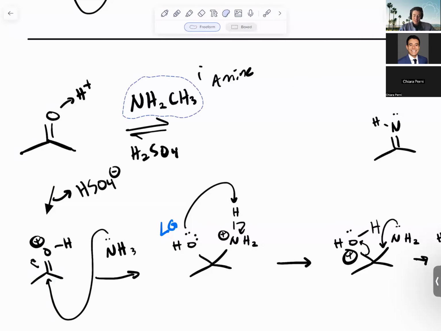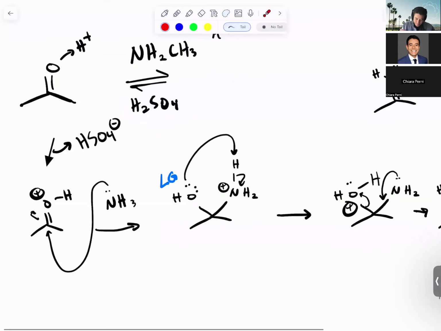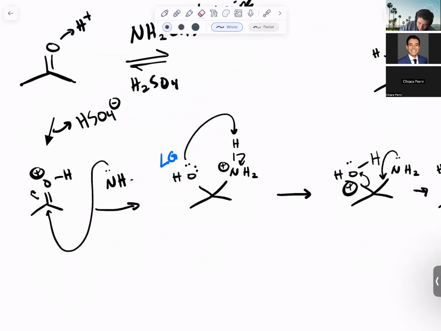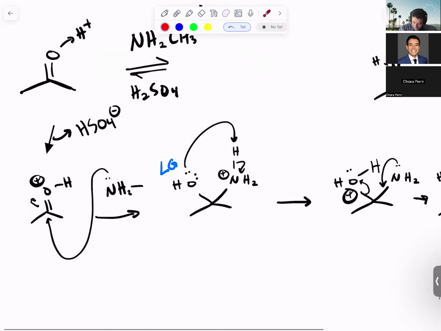So the mechanism is the same, right? The first step is still the same. We're going to grab the H, and then it's going to attack. And now we have the NH with one H coming off of it. And then the oxygen is still going to go and grab it, right? So then instead of NH2, we're left with NH. Yeah, good.